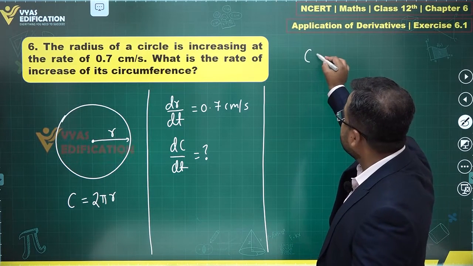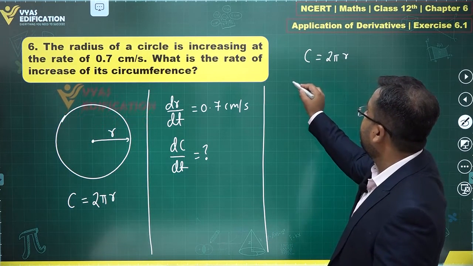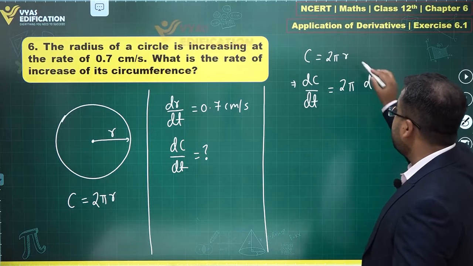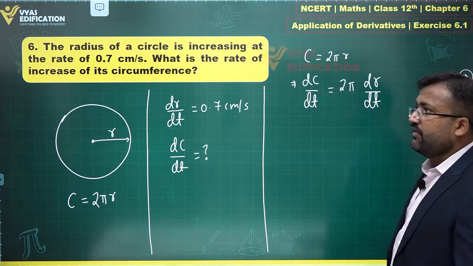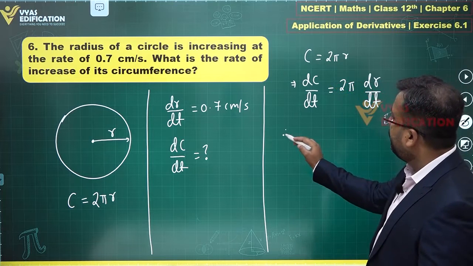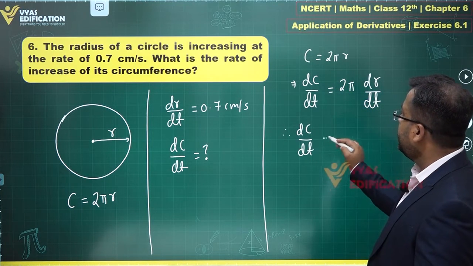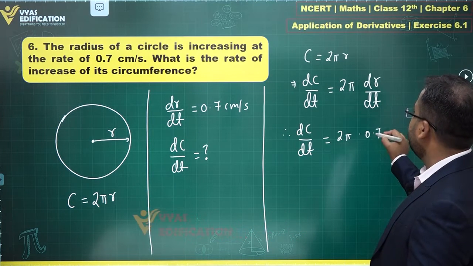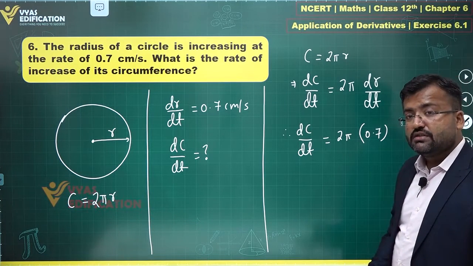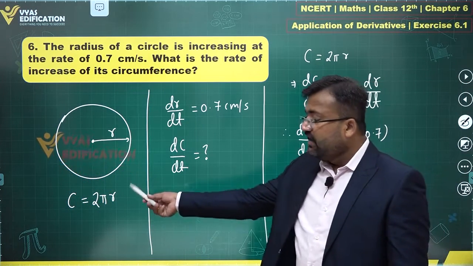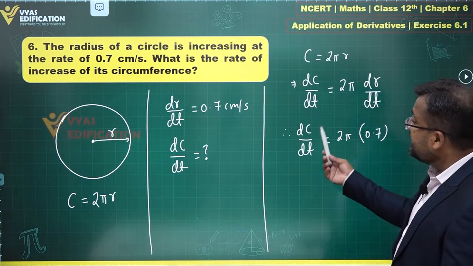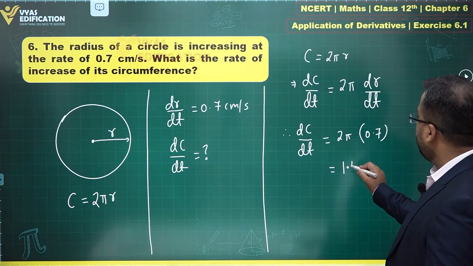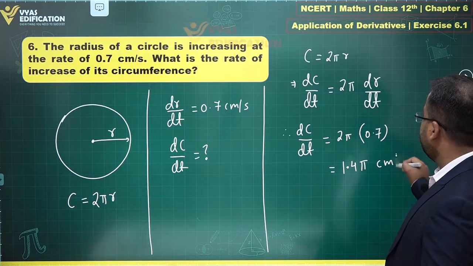So C is equal to 2 pi r, we are aware of this, which gives me dC over dt is 2 pi, and what's the derivative of r, with respect to time? This is what you have. And therefore, now we can substitute the values. dC by dt will be 2 pi. You may observe we only need dr by dt, which is 0.7. And what will be the units? Circumference is measured in, once again, it is length. So it is centimeter per second. That's the unit. Right? What is this? This is 1.4 pi centimeter per second.